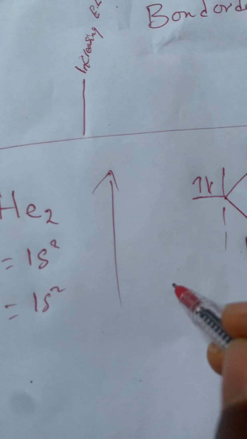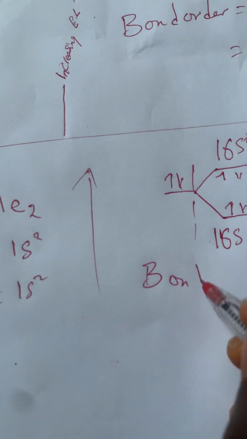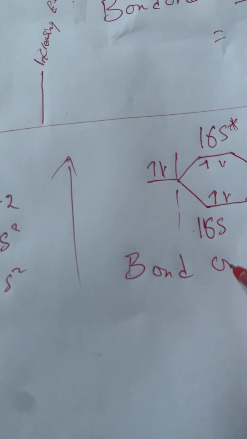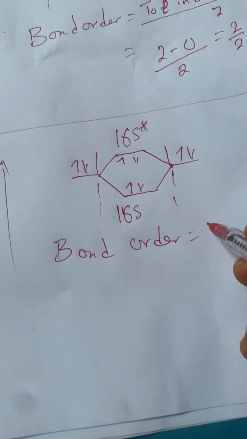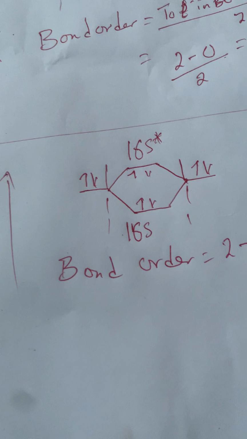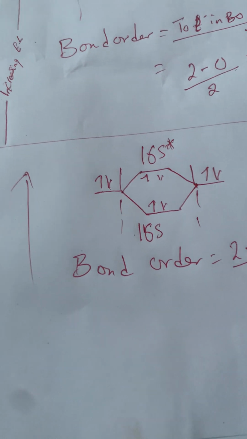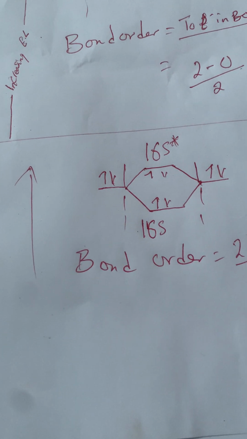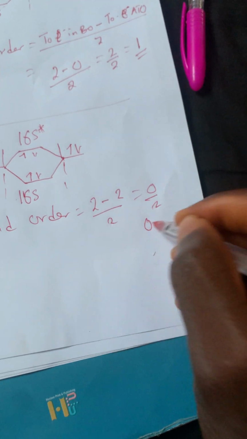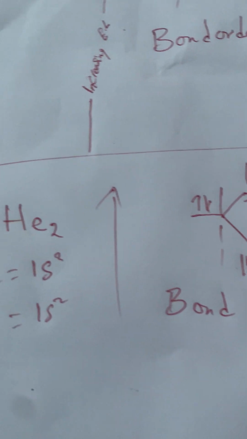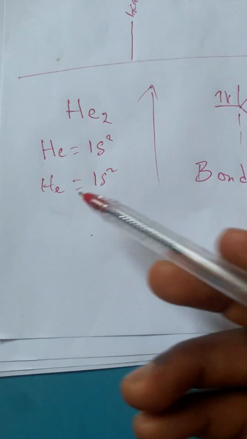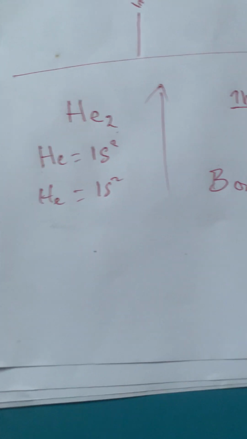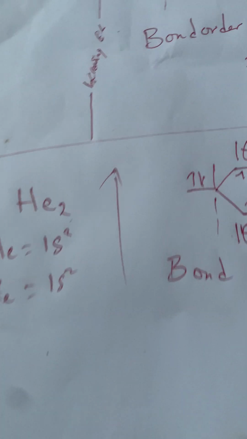Now calculate the bond order, to see whether the molecule exists or not. So you need the bond order. Total electrons in the bonding orbital, which is 2, minus the total in antibonding, which is 2 as well, divided by 2. That is 0 divided by 2. Our answer is 0. It means that this particular molecule is not stable. This molecule is not stable in chemistry. That's the meaning of this.